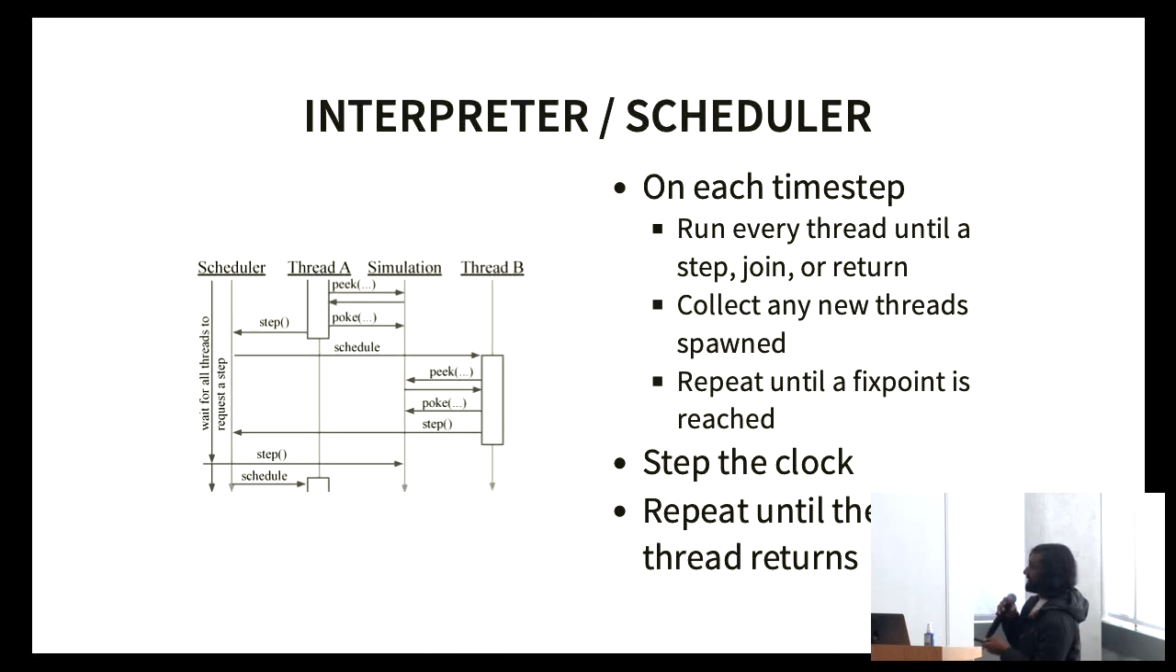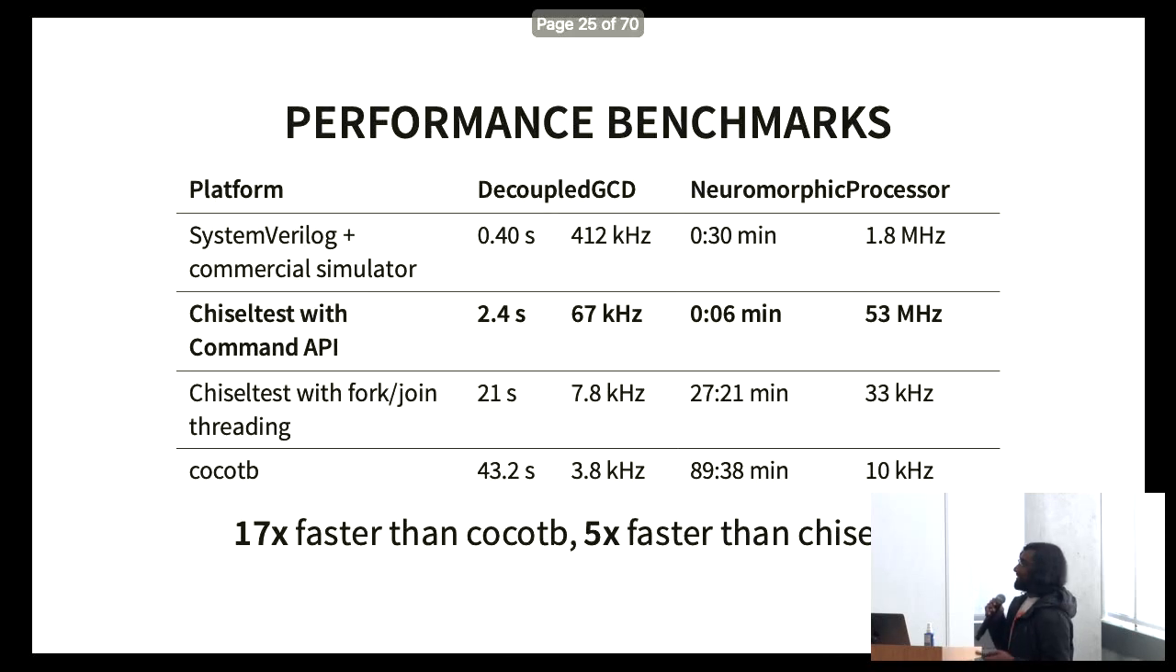So how does it work? Your interpreter scheduler runtime looks like this. You have a fixed point iteration on every time step, and then once you do that with every single thread, you step the clock and you repeat this until you have a return from your main thread. And what does this give you? You get a lot of performance benefits.